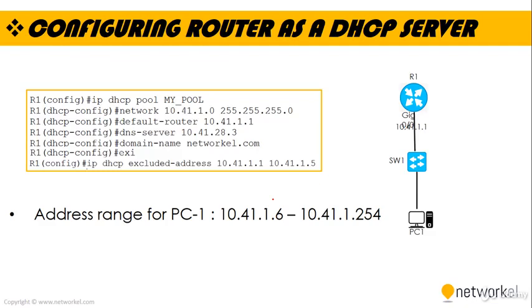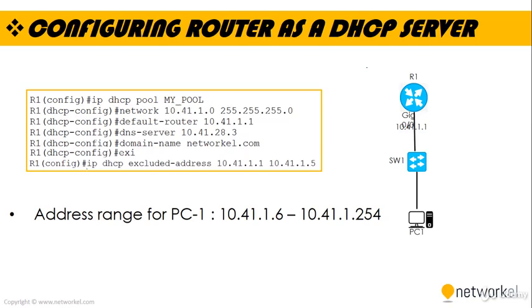Dynamic Host Configuration Protocol, DHCP, is a server protocol assigning dynamic IP addresses to computers. A DHCP server enables computers to request IP addresses and networking parameters automatically, reducing the need for a network administrator or a user to configure these settings manually. We can also use our routers as DHCP servers, and here is the configuration.